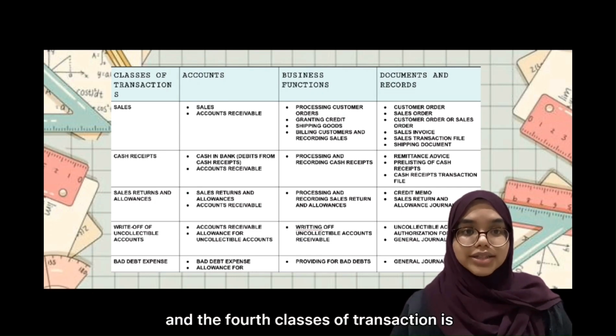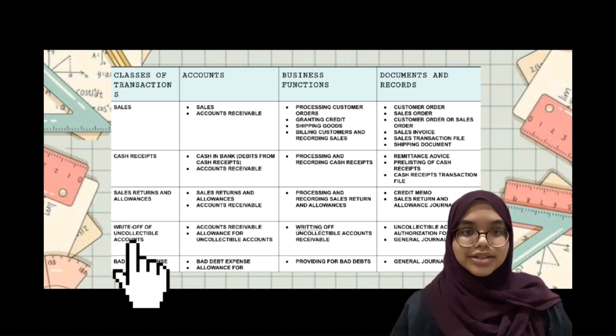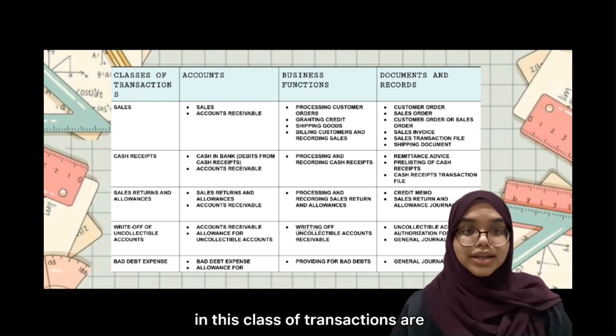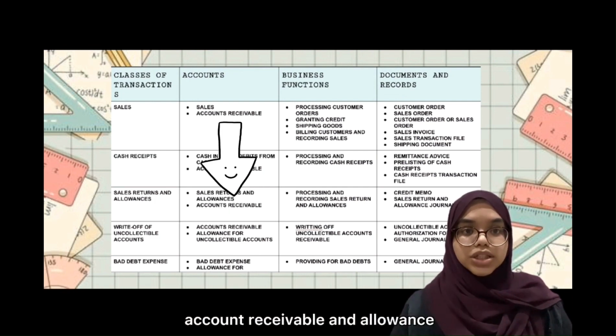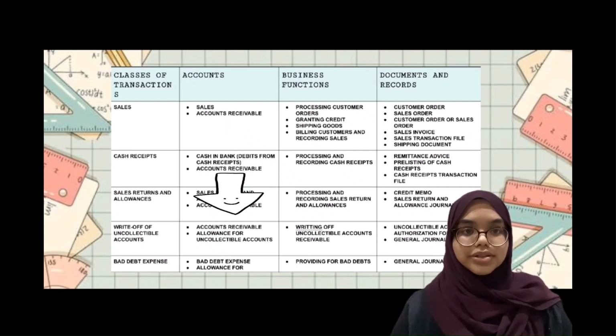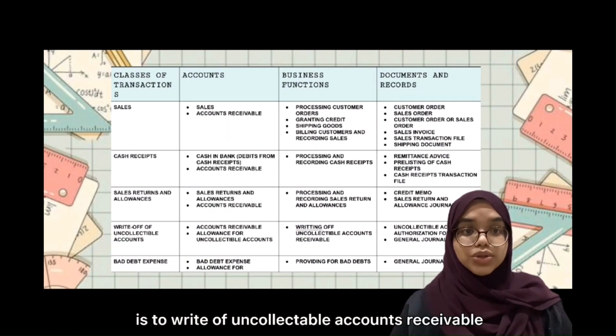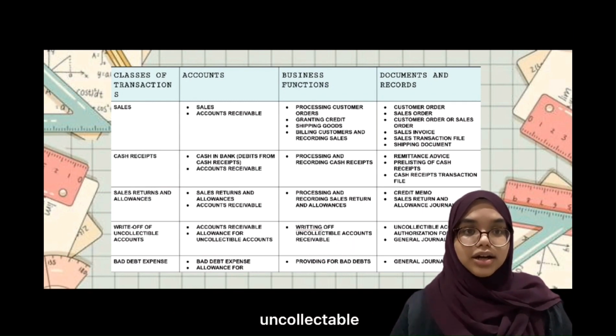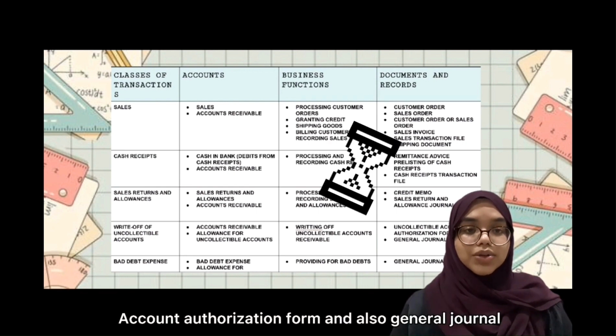And the fourth class of transaction is write-off of uncollectible accounts. The accounts available in this class of transactions are accounts receivable and allowance for uncollectible accounts. The business function is to write off uncollectible accounts receivable. And the documents and records needed are the uncollectible account authorization form, and also the general ledger.